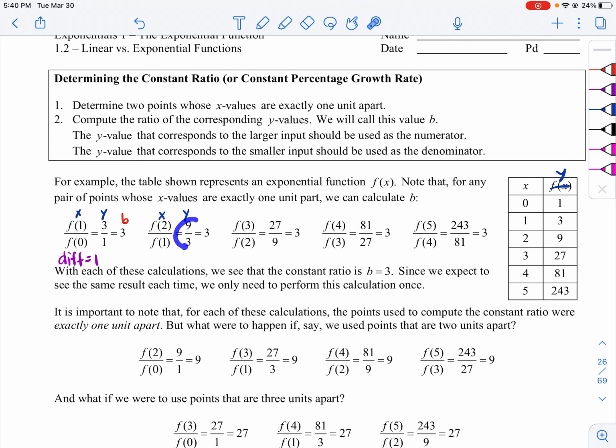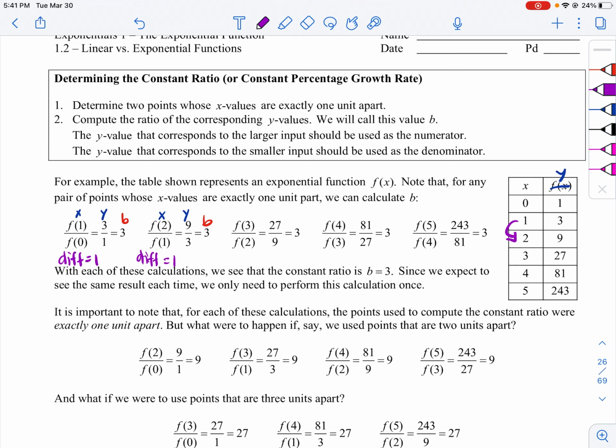So these are the y values. 9 divided by 3 gives us a 3, and the 3 is what we call our b value. If you notice here, our b values are the same, right? 3 and 3. Let's move on to the next pair of numbers. I will not forget that the difference between the two x's is 1, right? From 1 to 2, or 2 to 1.